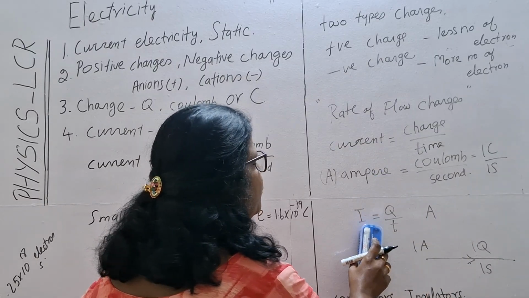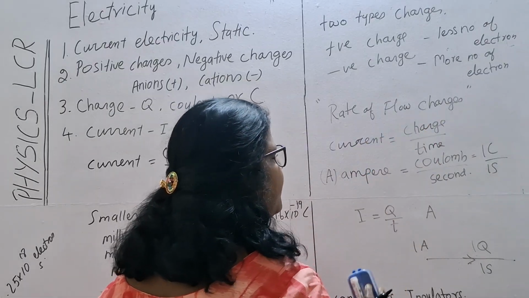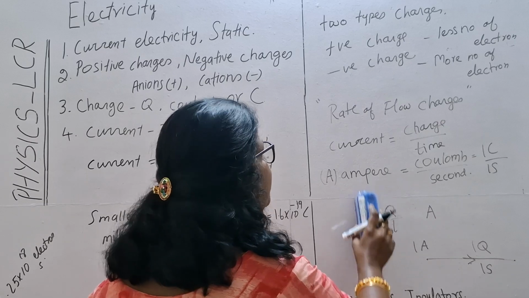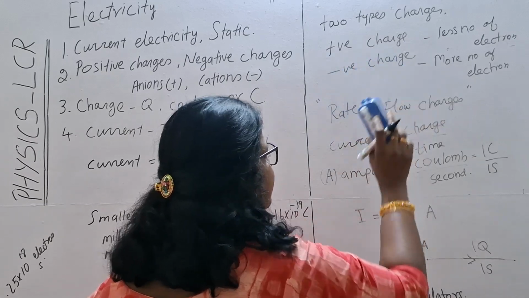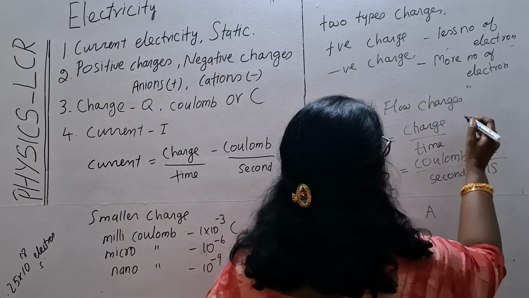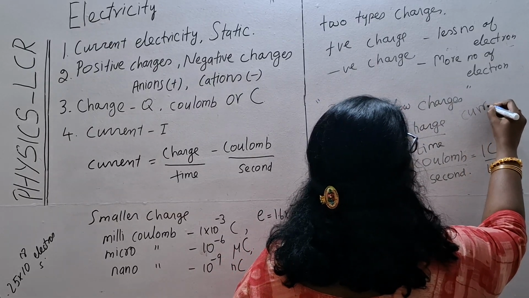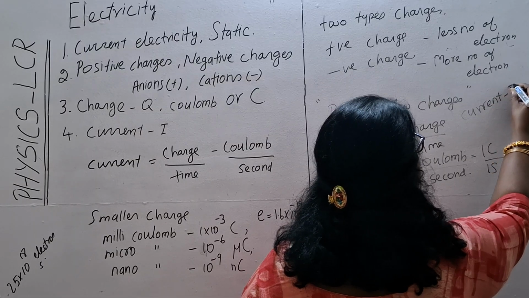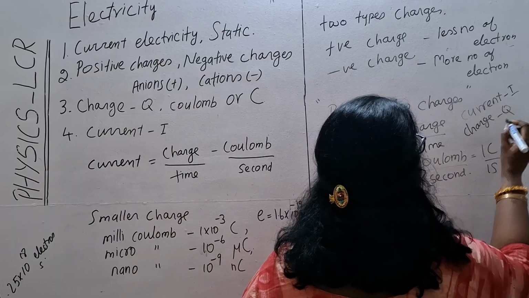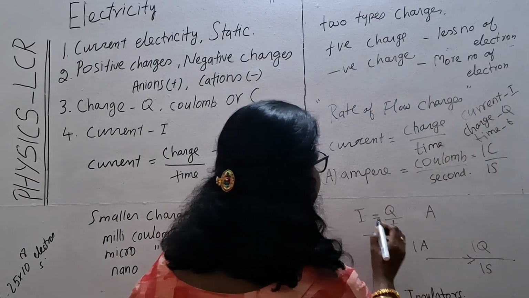Already I told you, you should not write the formula in words only, current equal to charge by time. Once you have to mention at the top, suppose you are mentioning current I, charge Q, then time T, then you can write this formula.